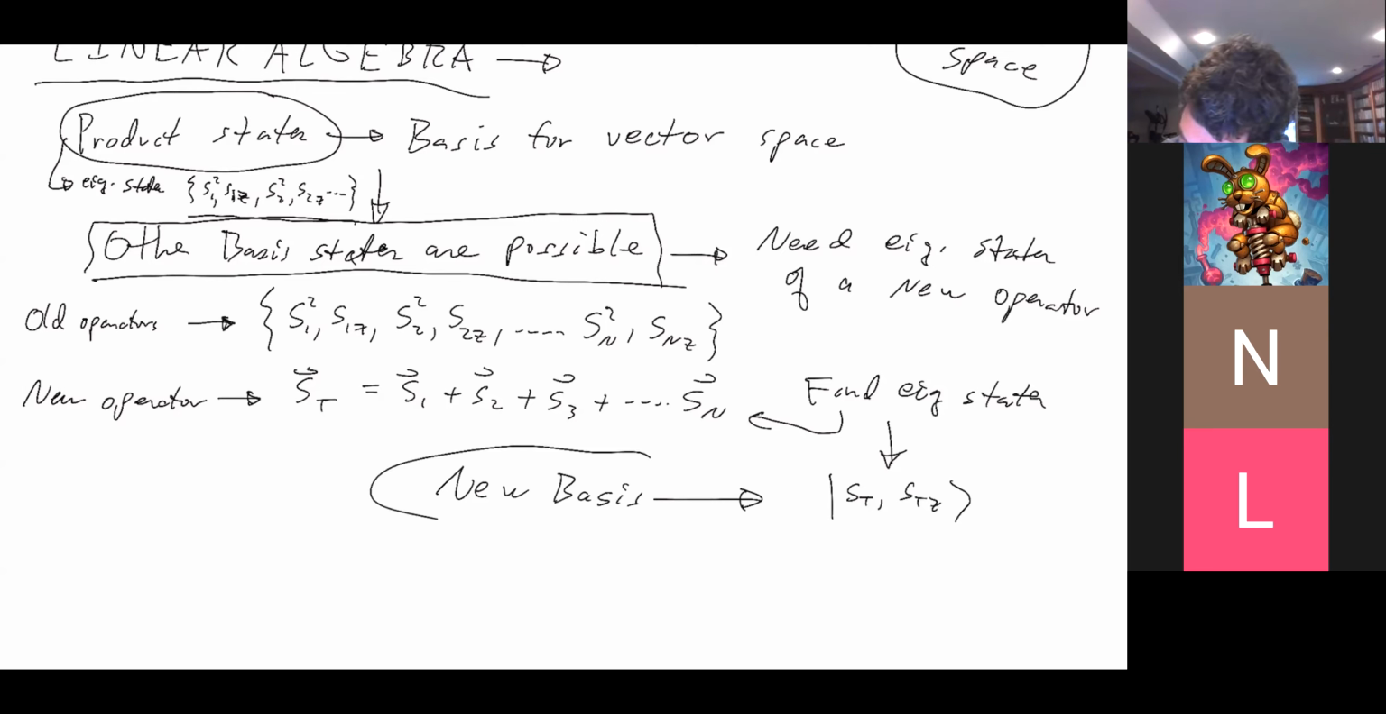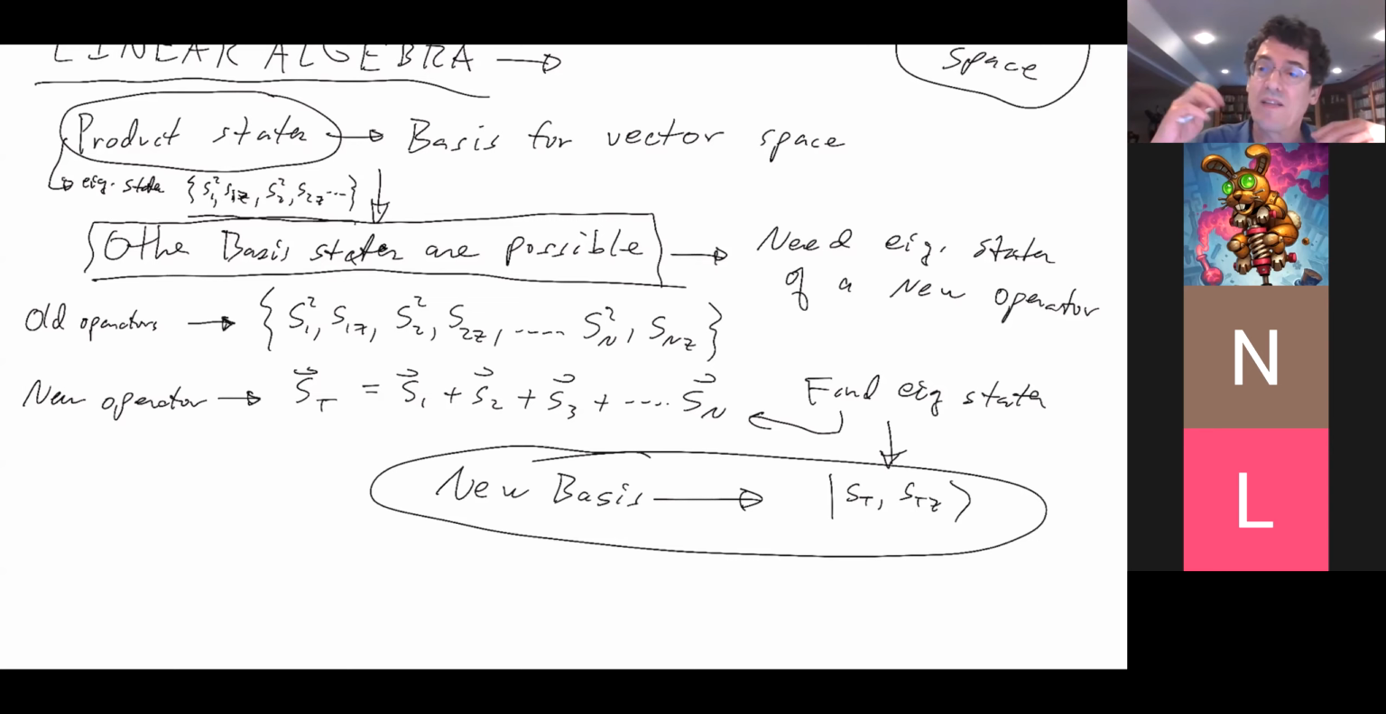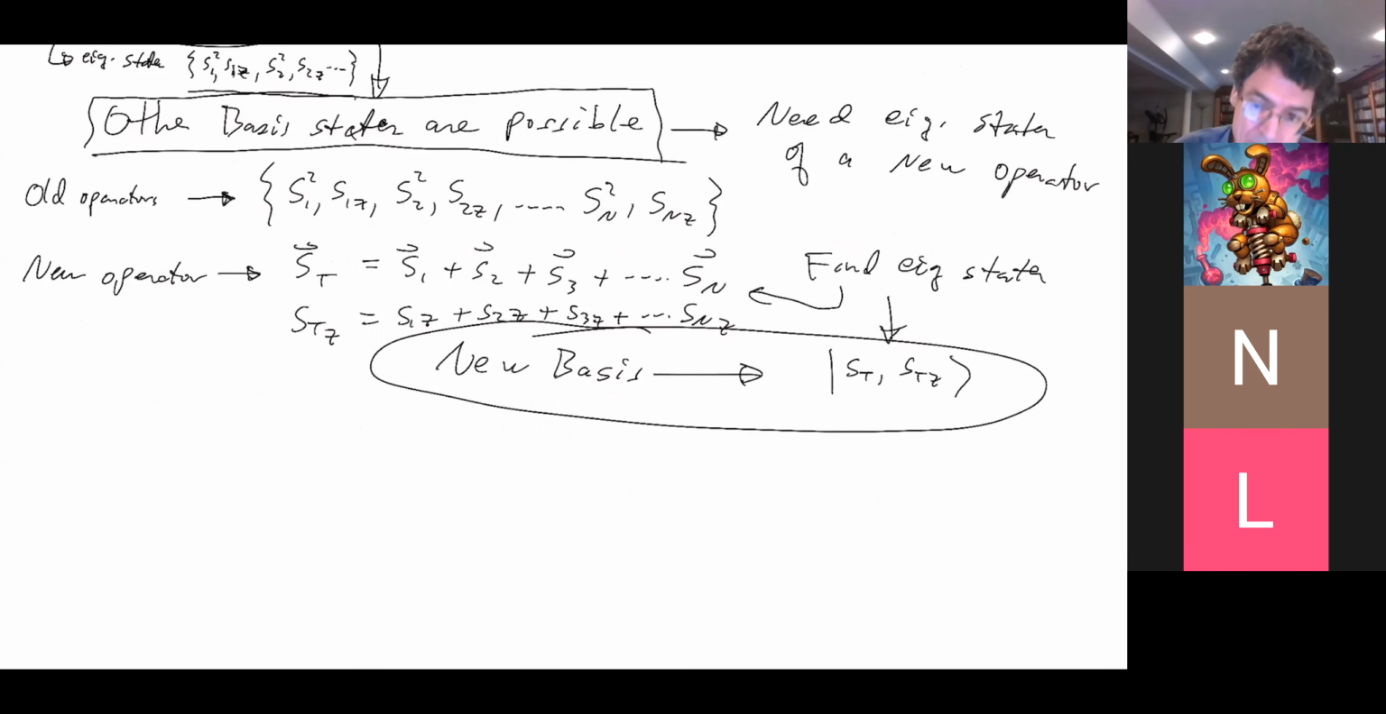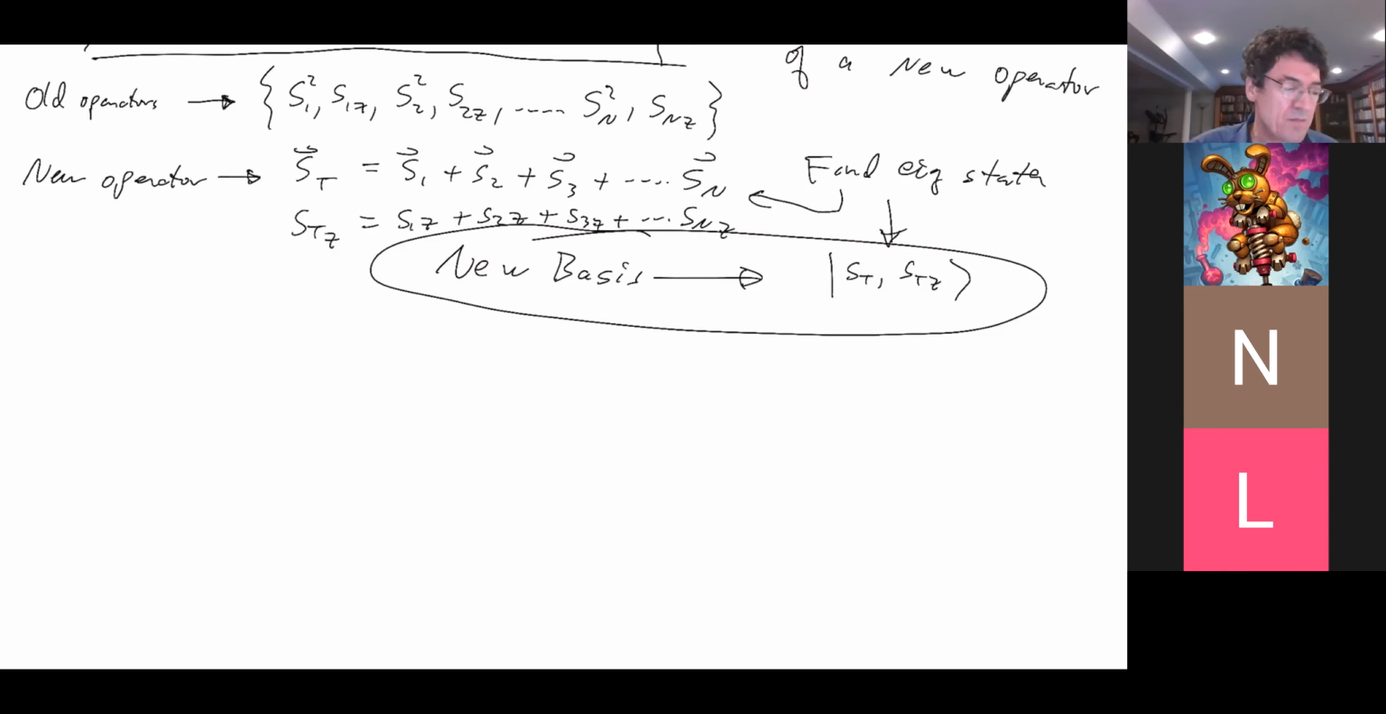And this new basis is what it means to add angular momentum, or add spin angular momentum. And the new operator is S total, and also S total Z equals S1Z plus S2Z plus S3Z, etc., to NZ. So the point I'm trying to make now is that the language is really weird. When you're talking about adding angular momentum in classical mechanics, you're literally adding these vectors, this physical angular momentum. But in quantum mechanics, when we talk about adding angular momentum, what we're really doing is converting from one basis to another basis. So that's the point that I want to make.